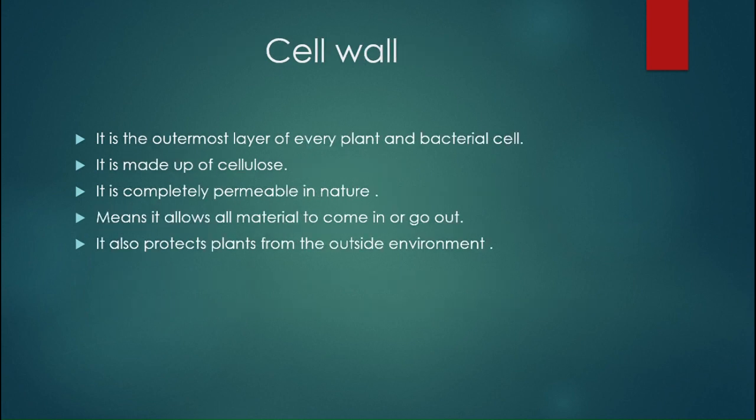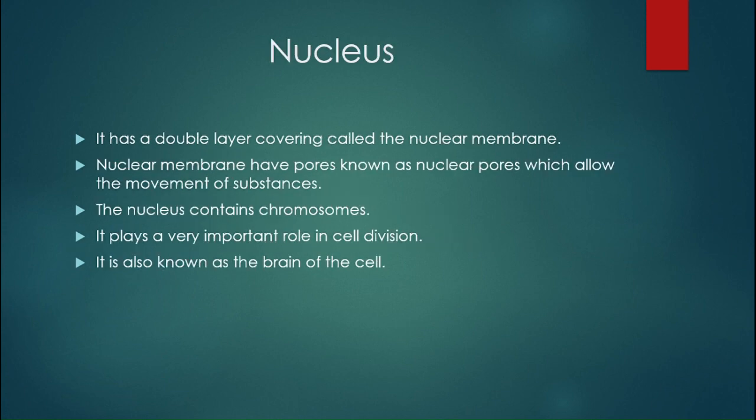Now, the cell wall. It is only present in plant and bacterial cells. The cell wall is made up of cellulose. It is completely permeable in nature, which means it allows all the materials to come in or go out. And since the cell wall is the outermost layer of plant cells, it protects the plant cell, separating it from the outside environment.